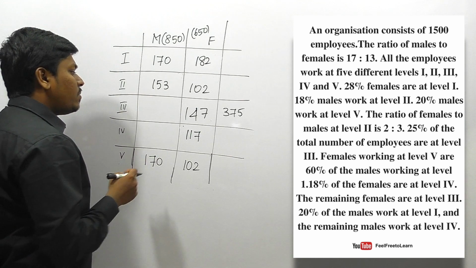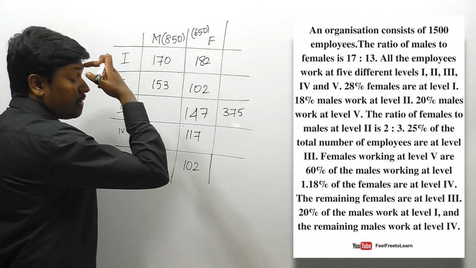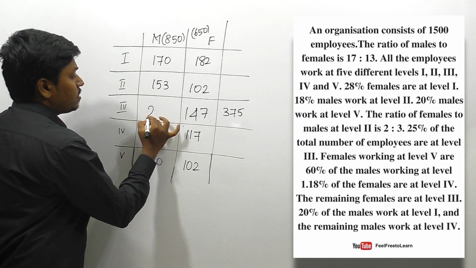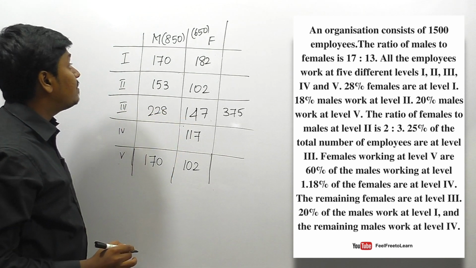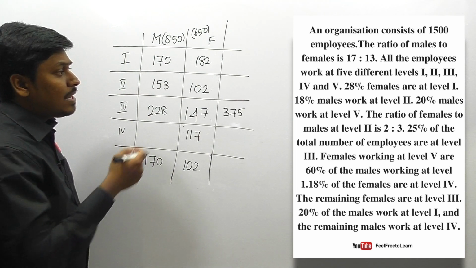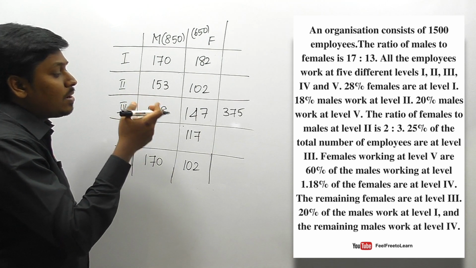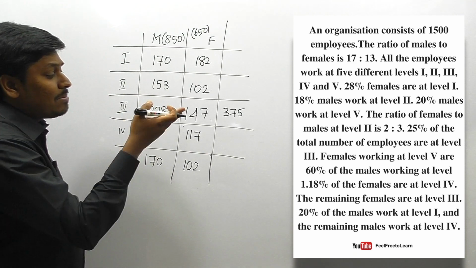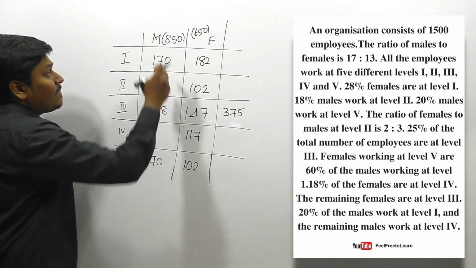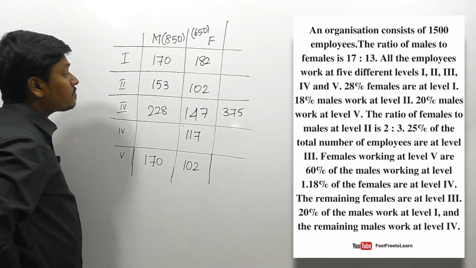So remaining will be 147 minus 375. I think 228. So 228 will be the total number of males who are at level 3, and I think the last line they are saying that the remaining males are working at level number 4, friends. So the remaining males are working at level number 4, that is we need to add all the males and also subtract from 850.